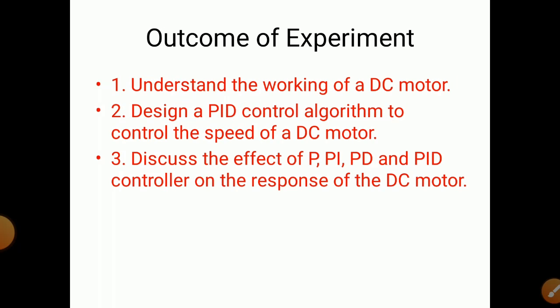Now what is the outcome of the experiment? First point, understand the working of DC motor. So first of all we have to understand the working of DC motor. Then second point, design a PID control algorithm to control the speed of a DC motor. And third one, discuss the effect of P plus I, P plus D and P plus I plus D controllers on the response of the DC motor. So we have to discuss the effects of different controllers on the response of the DC motor.